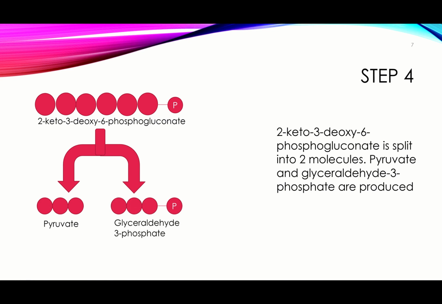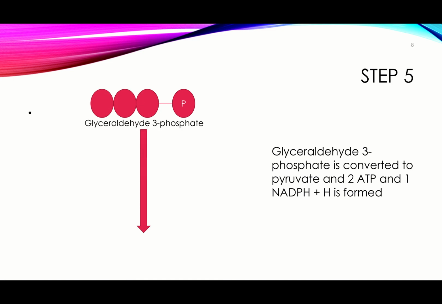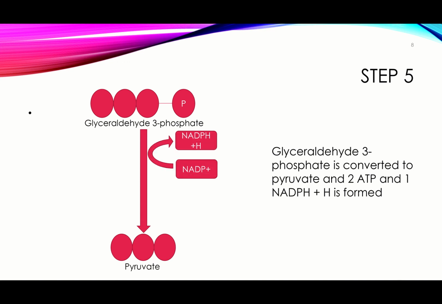glyceraldehyde 3-phosphate. Step 5 involves the glyceraldehyde 3-phosphate from the previous step being converted to 1 molecule of pyruvate through the EMP pathway. 1 NADPH plus H and 2 ATP are the byproducts of this reaction. Because 1 ATP was used in step 1, this is a net of 1 ATP created by this process.